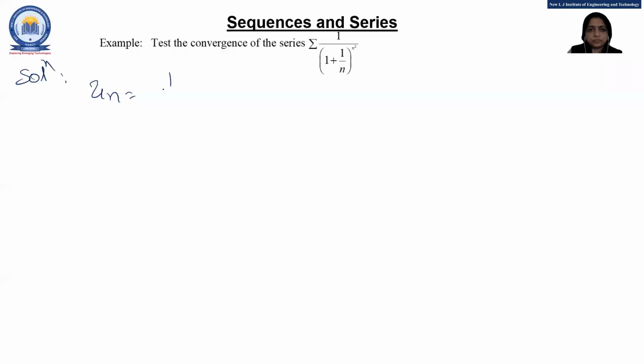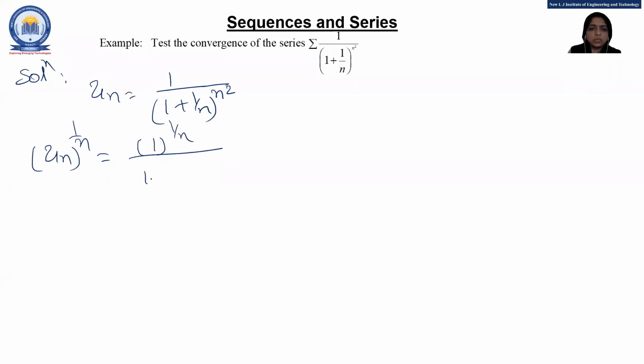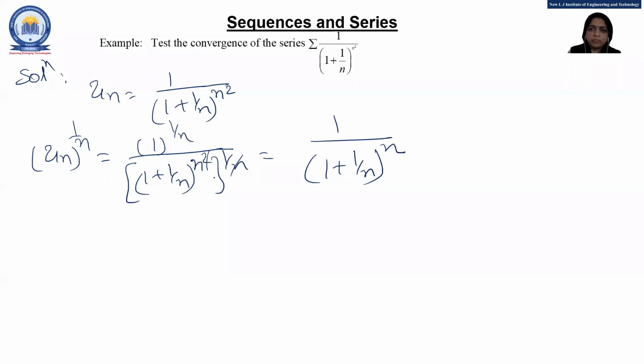Our nth term u_n is 1 upon (1 plus 1 by n) raised to n square. If I take the nth root of both sides, then 1 raised to 1 by n in the numerator, and in the denominator (1 plus 1 by n whole raised to n square) raised to 1 by n. What is the remaining term? The 1 upon n will be cancelled, and here we have (1 plus 1 by n) raised to n. Now I am going to apply the limit on both sides.